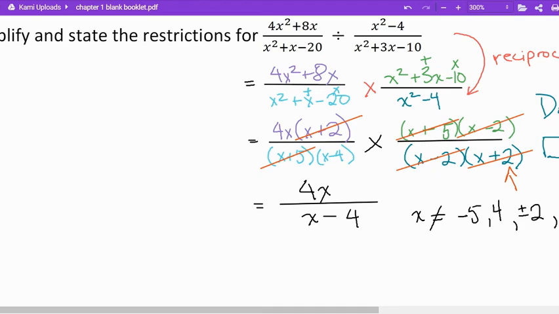Great question. No, because it's always in the numerator, right? This 4x is in the numerator. And you can have a fraction that is 0/2. That's just 0. That's fine, right? So you can have a 0 in the numerator.